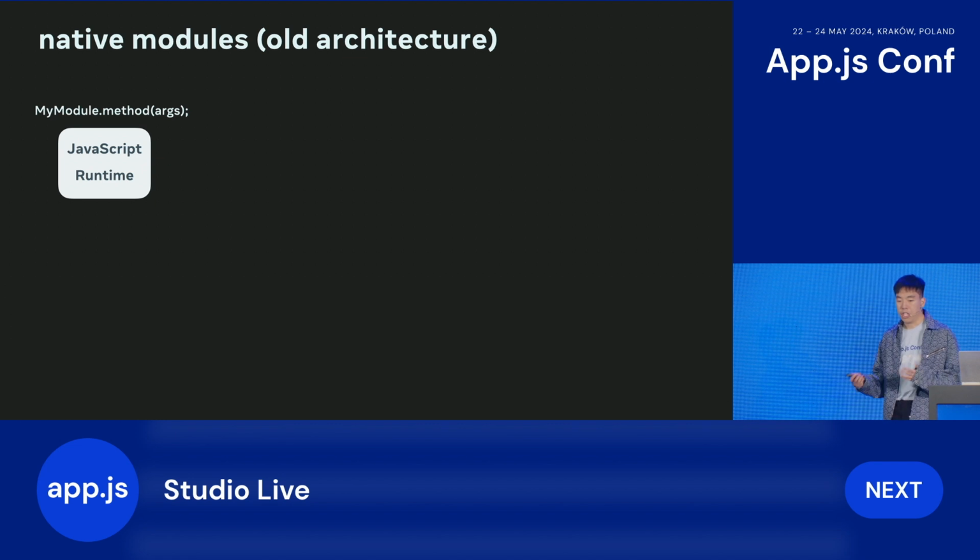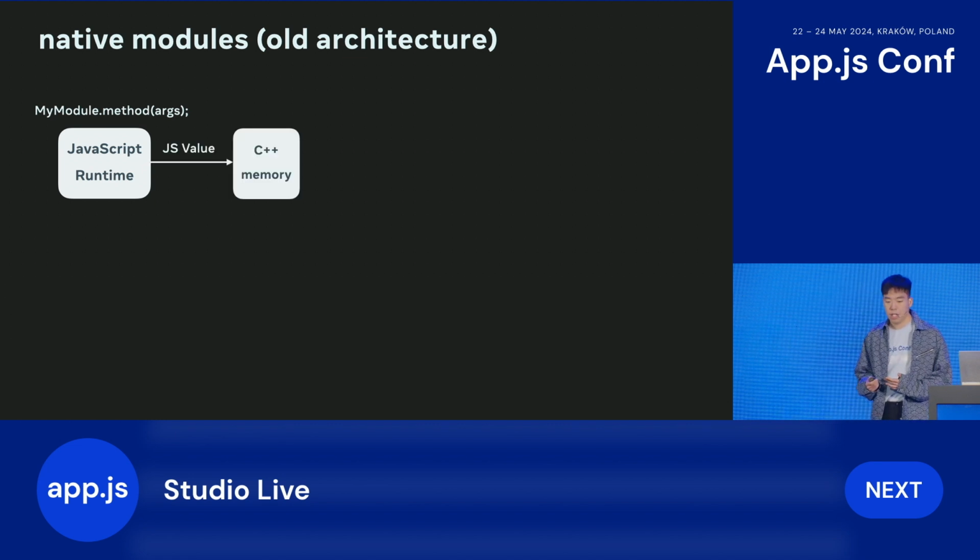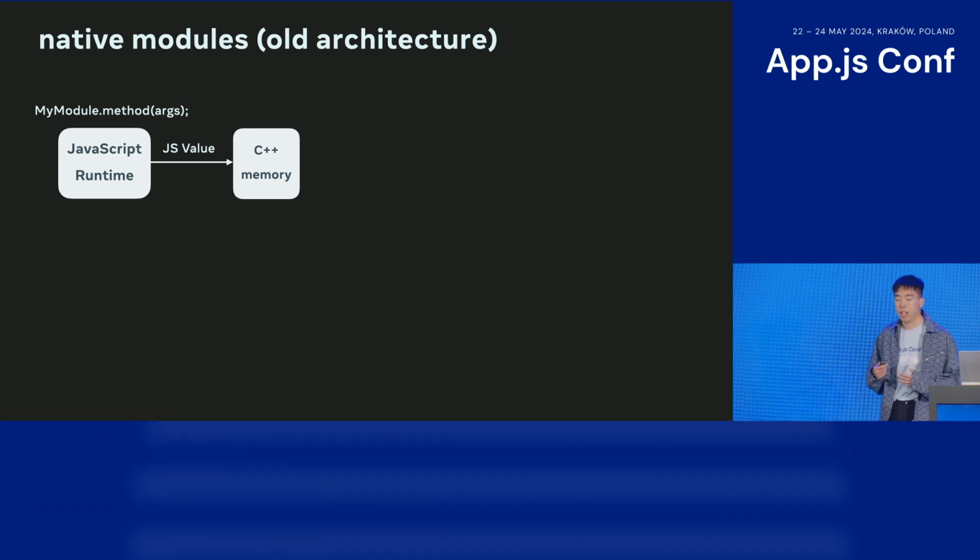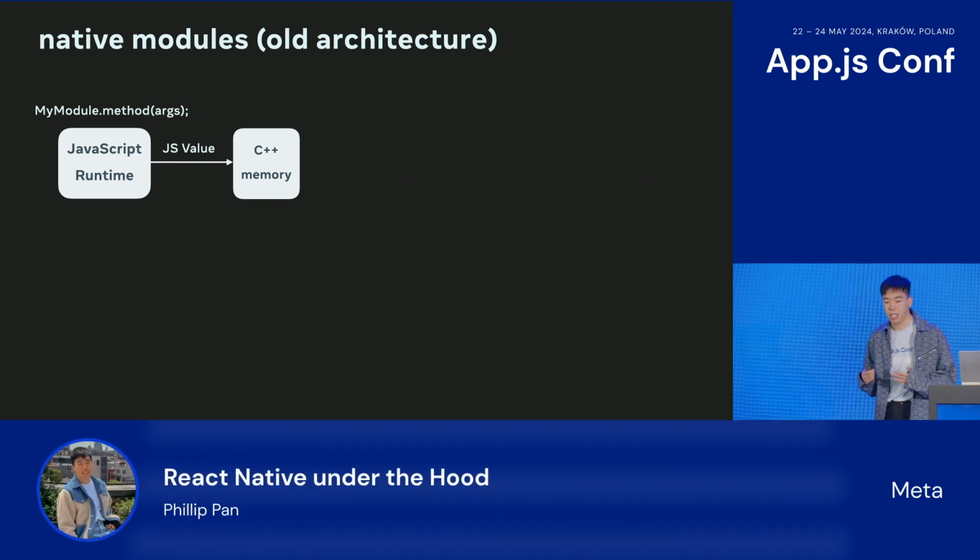So I'm going to share with you the native module flow when we first integrated JSI. When the runtime invokes the native module, it passes a JavaScript value to the underlying JS engine, where the JSI implementation will then track it in C++.